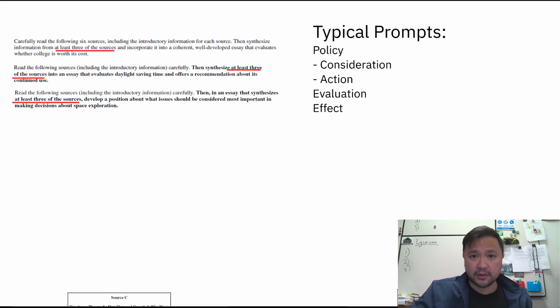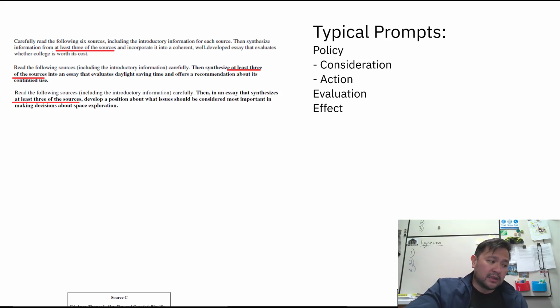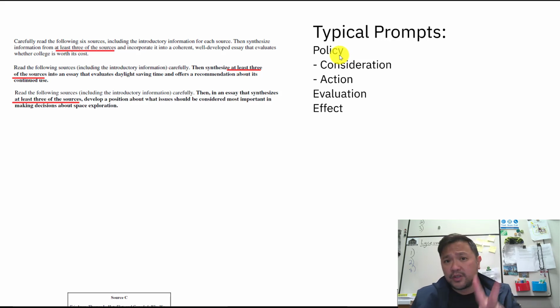What you have to do is figure out what kind of claim they want from you, right? Do they want a policy claim? Do they want a claim of truth, a claim of cause and effect, a claim of definition? Typically, though, historically, the ones that they've thrown at people the most are the policy prompts. And they come in two flavors.